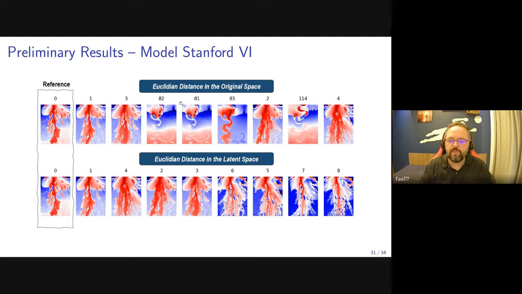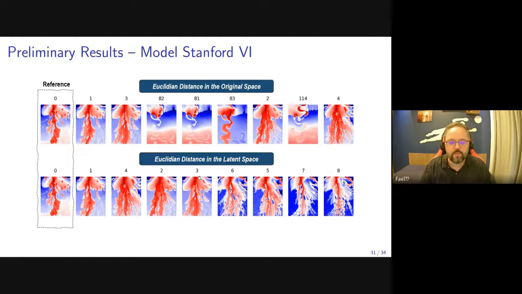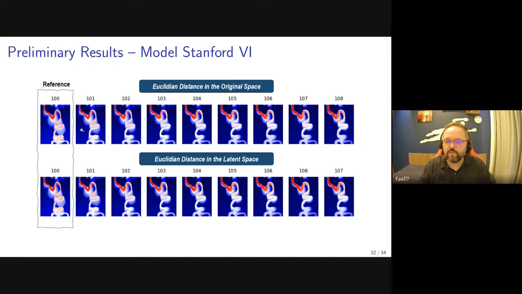And if you do the same thing, just comparing the latent representation, you compute the Euclidean distance in the latent space, you get something that makes more sense. You see, the closest one is layer 1, then layer 4, layer 2, then layer 3. All of those have the same sort of geology. Then I run out of this geology, I have something different, but you can see it's still similar. There are other examples. For this example, both do very well.